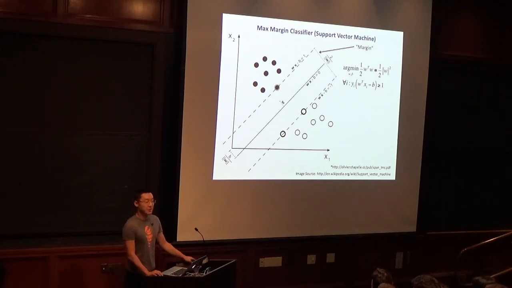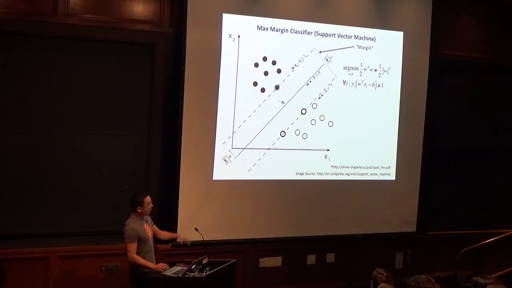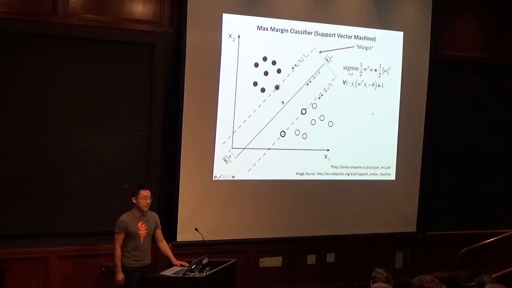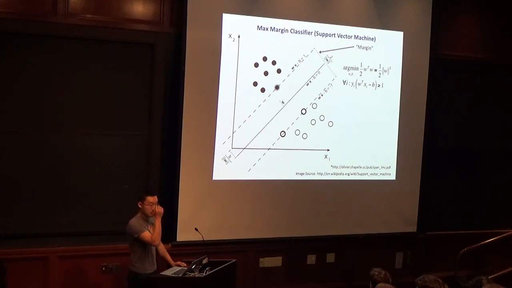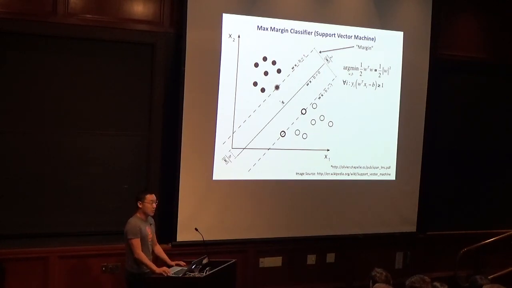This is the support vector machine. This is exactly the formulation that is used to find the max margin separating hyperplane of a linearly separable supervised learning problem. Any questions?